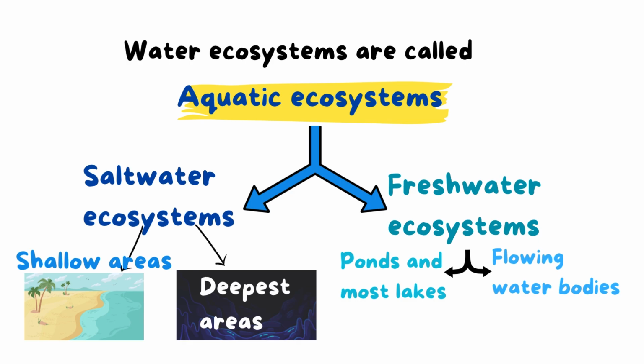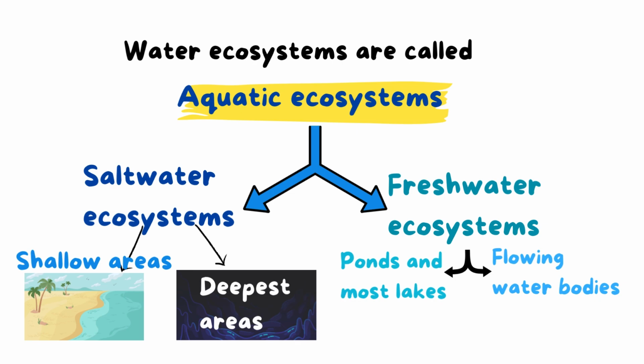But here we will talk about the ecosystems. We have ponds, most lakes, and flowing water bodies. We have ecosystems like lakes and ponds where the water doesn't flow, and we have flowing water bodies, and we will discuss them all in detail.